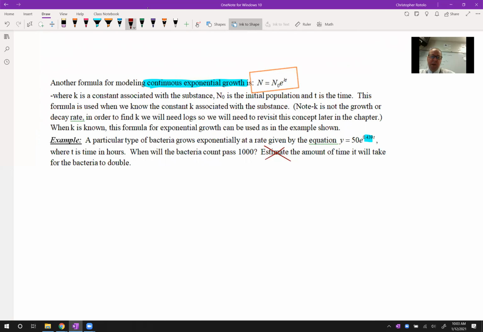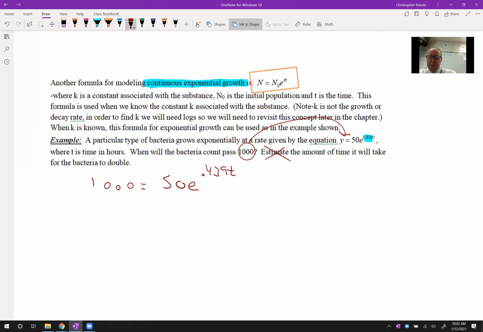T is in hours. When will the bacteria count pass 1,000? So I want to know when this is going to be equal to 1,000. Okay, so 1,000 equals 50 e, remember that's a number, to the 0.439 t. All right, now let's pause here for a second. We've plugged in 1,000.